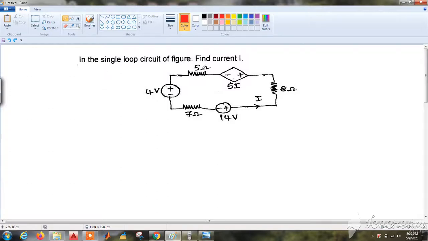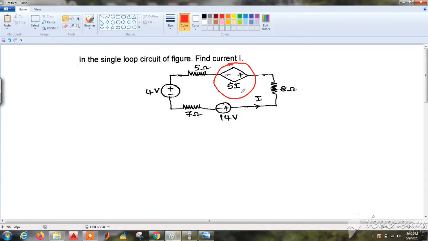In the single loop circuit of the figure, find current I. So we have to find this current I which is flowing in the circuit. We can apply KVL and determine the current I. But we can see here a source, a dependent source whose value is 5i.